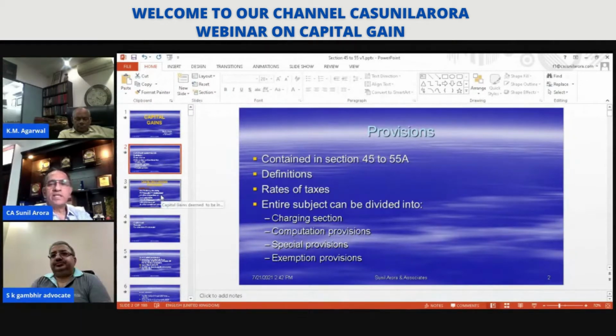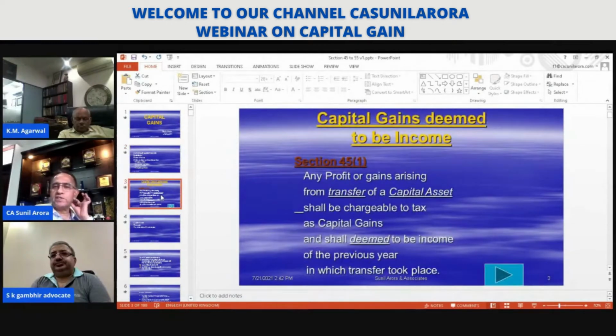Now, I'll straight away go to the charging provision first, and the first charging section is sub-section 1 of section 45, which is the basic charging section. This section basically provides that any profits or gains arising from transfer of a capital asset shall be chargeable to tax as capital gains and shall be deemed to be the income of the previous year in which the transfer took place. So now, where was the need for this particular section?